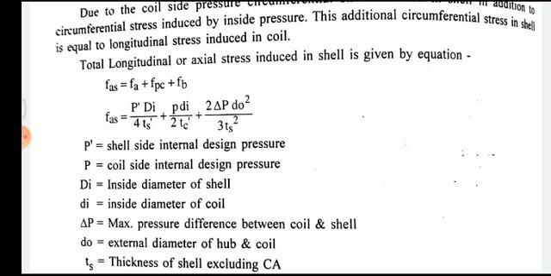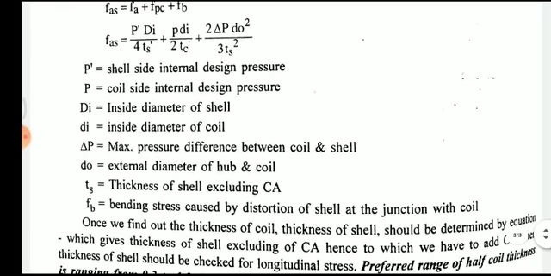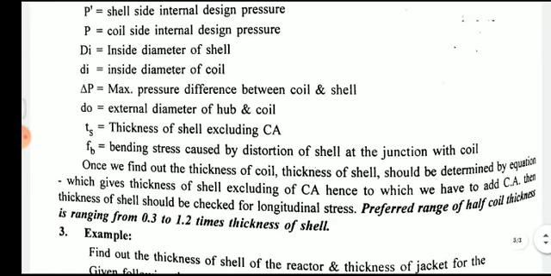So what does P dash mean? Shell inside diameter, inside design pressure, inside design pressure, and P alone is coil side internal design pressure. DI is inside diameter of coil. Delta P is the maximum pressure difference between coil and shell. D0 is external diameter of coil. TS is thickness of shell excluding corrosion allowance, and FB is the bending moment stress caused by the distortion of shell at the junction with the coil.